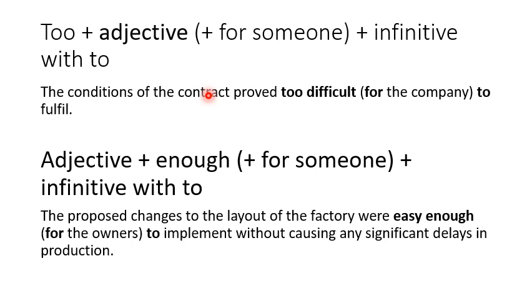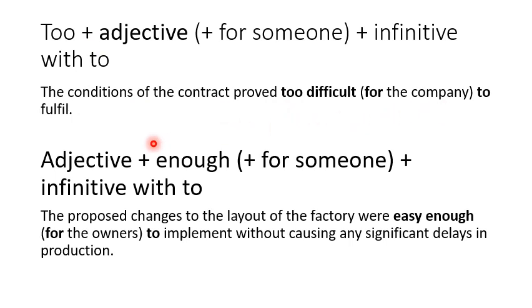There are some ways that we can use to increase or decrease the tone of the sentence, or strengthen the sentence, or make it weaker. For example, to increase the tone of the sentence, we can use the tool "too... to." For example, the conditions of the contract proved too difficult for the company to fulfill.